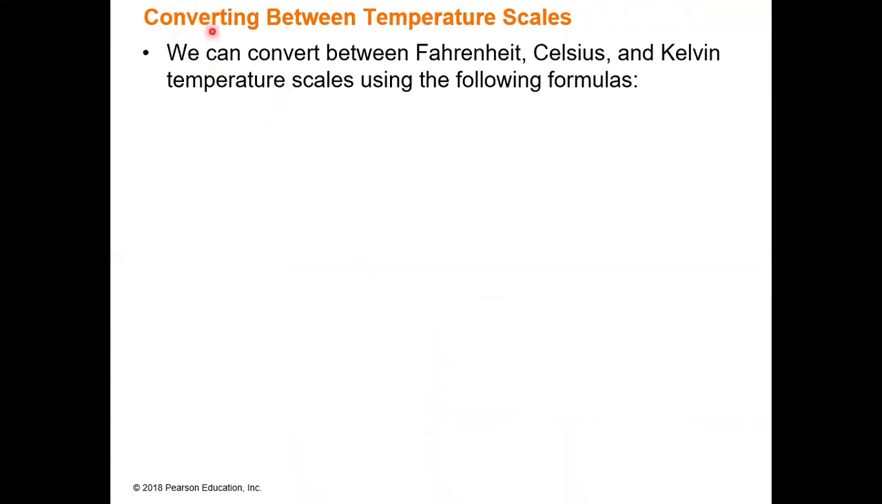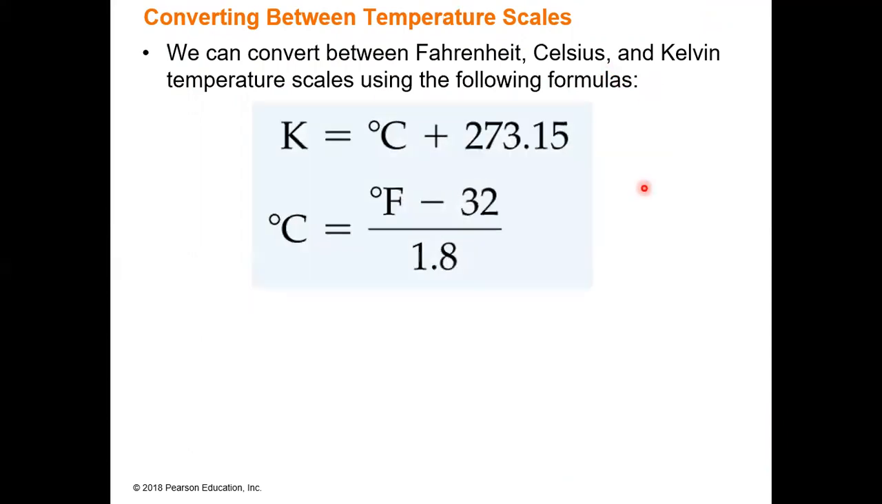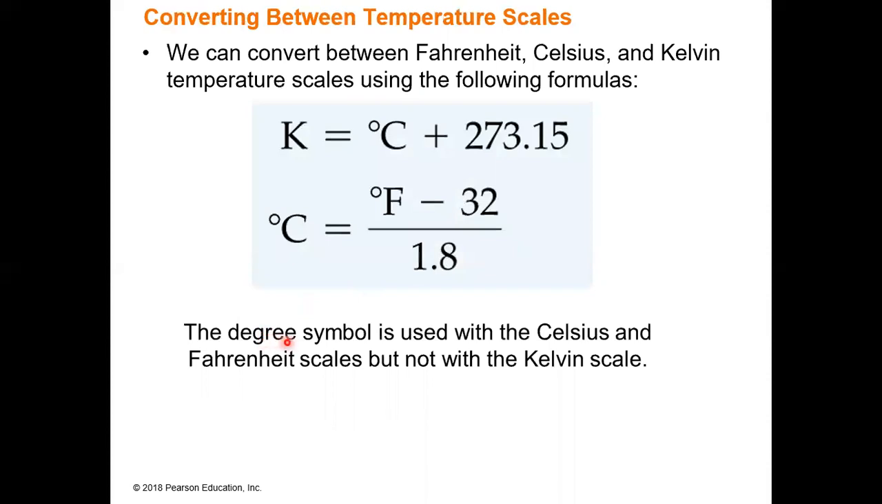We can convert between temperature scales. We can convert between Fahrenheit, Celsius, and Kelvin using the following formulas. You can use the two formulas or three formulas, depending on how you manipulate them. We can start with two formulas. This is the conversion between Kelvin and Celsius, and this is the conversion between Celsius and Fahrenheit. The degree symbol is used with Celsius and Fahrenheit, but not with Kelvin, which is simply K.